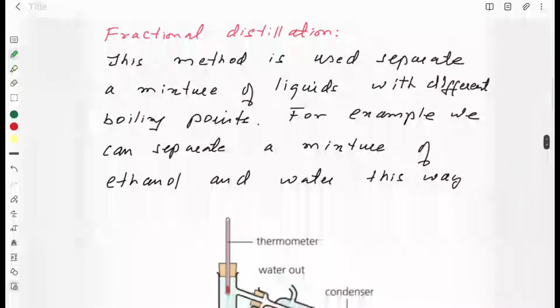Then comes fractional distillation. This method is used to separate a mixture of liquids with different boiling points. For example, we can separate a mixture of ethanol and water this way. This is an example. But there could be two or more liquids, but they should have different boiling points. Suppose I have a mixture of three liquids A, B and C, and these three liquids have different boiling points. Then I can use this method of fractional distillation to separate the three liquids from the mixture.